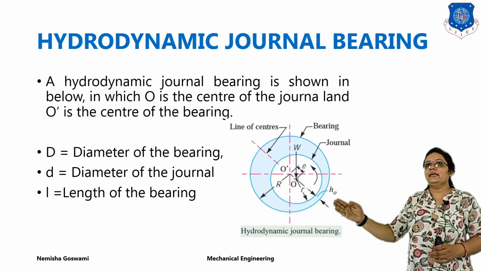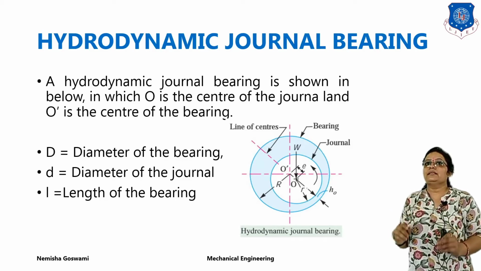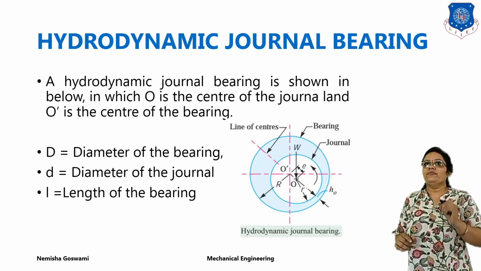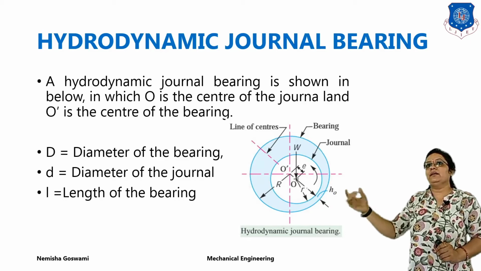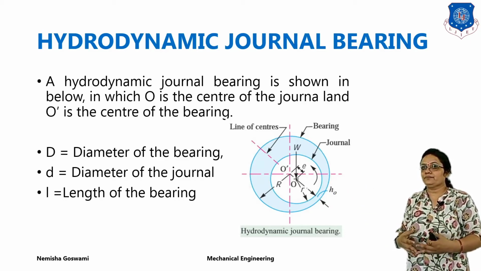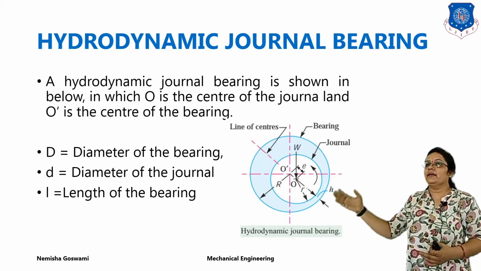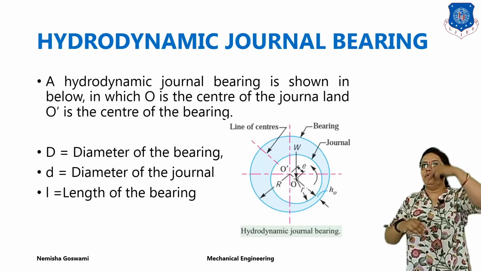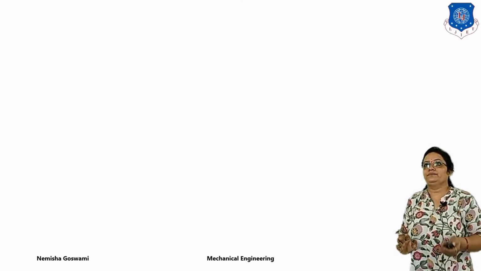You can see here one important parameter, h0, which is known as the fluid film thickness. What is h? Here h is the fluid film thickness. This is a very important parameter. Taking half of the diameters, capital R is the radius of the bearing and small r is the radius of the journal. We apply some load, and W is the load applied on the bearing.